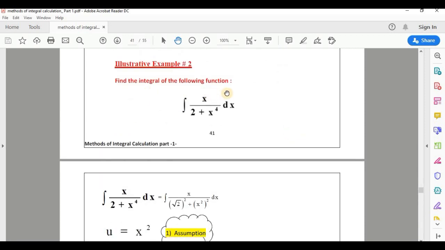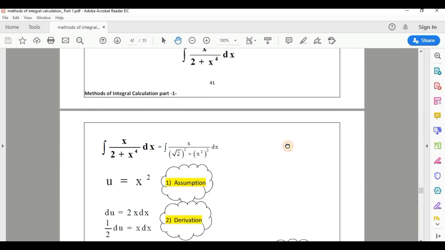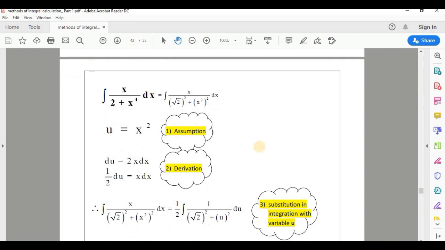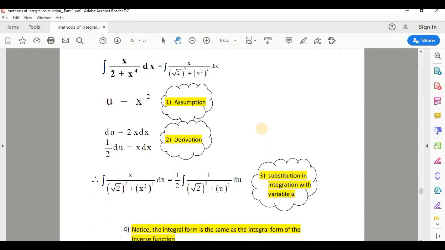Find the integral of the following function. We have this integral. How will we find the solution? We will try to arrange the denominator to put it to the power 2. It will be equal to the integral of x, with the square root of 2 all to the power 2, plus x to the power 4, which is x squared all to the power 2. Later on, we will use the substitution method that we learned in the previous lecture.